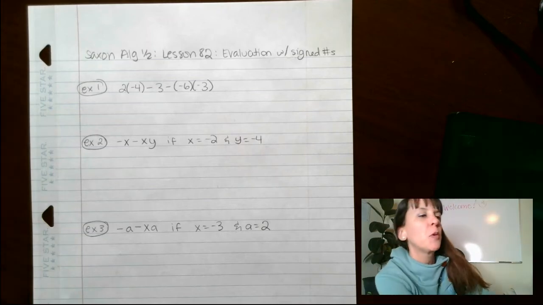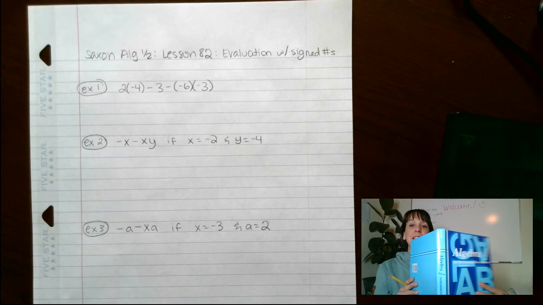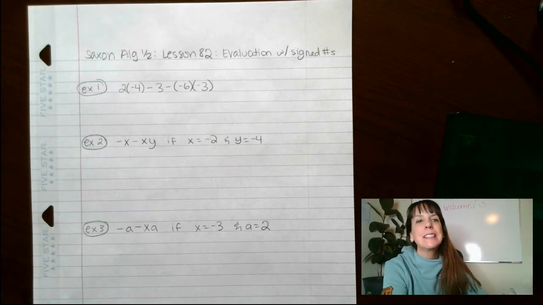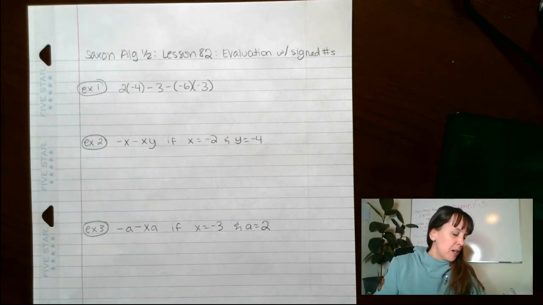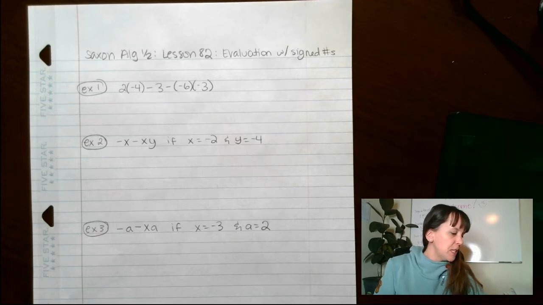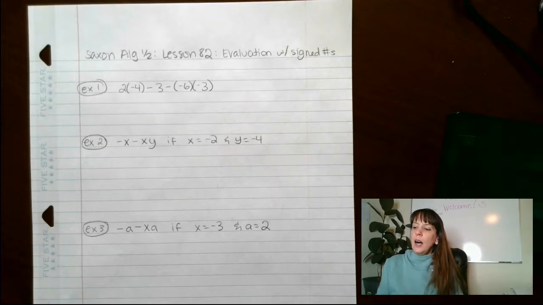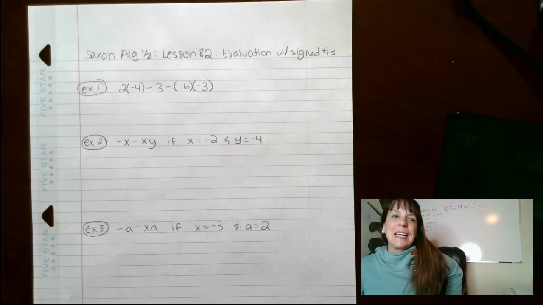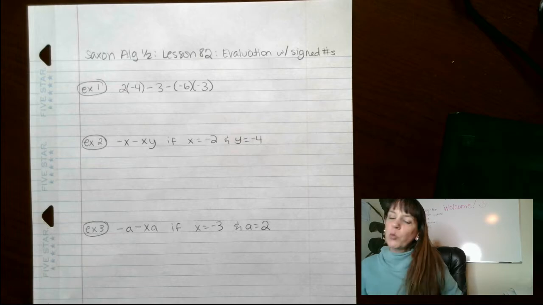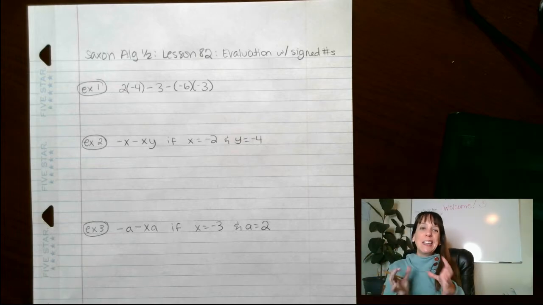We are talking Algebra 1/2 3rd edition, Saxon Algebra 1/2 3rd edition, lesson 82 today. I'm not even on the right page, so it starts on page 257 and then jumps right into 258. So we're talking today about evaluation with signed numbers. Well, let's jump right into this. Evaluation just means plugging in.